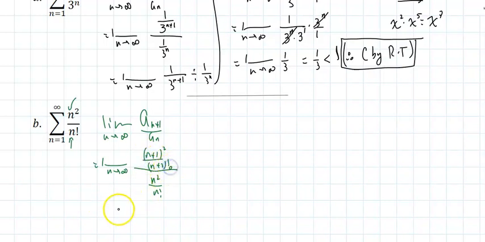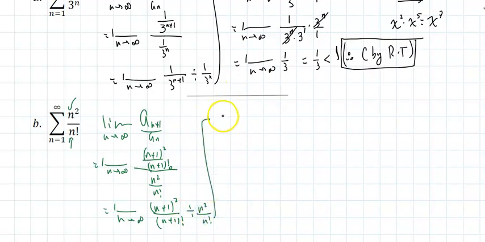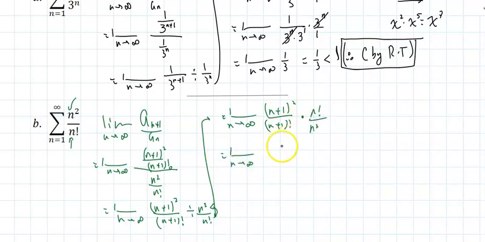So that is the limit as n approaches infinity of n plus 1 squared over n plus 1 factorial, divided by n squared over n factorial. That is the limit as n approaches infinity of n plus 1 squared over n plus 1 factorial, multiplied by the reciprocal of this. Now this limit, this is what I'm going to do. I'm going to swap those. I'm going to say this is n plus 1 squared over n squared. And I'm going to say this is n factorial over n plus 1 factorial.